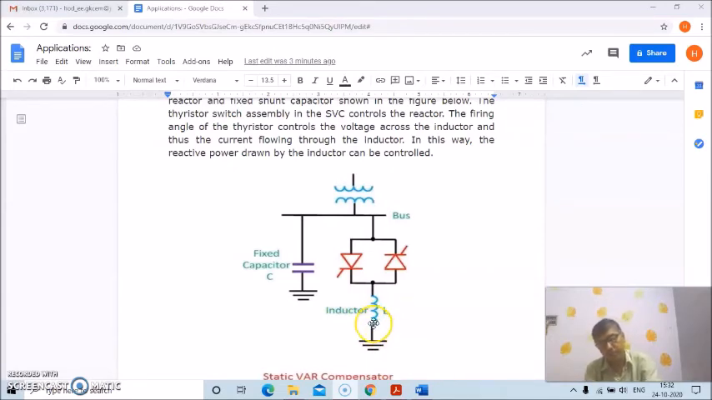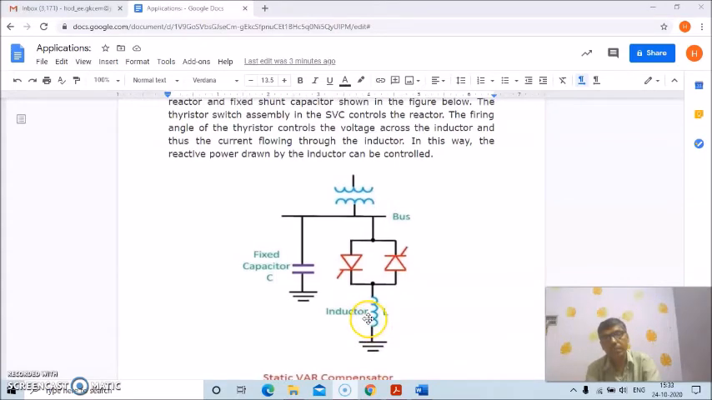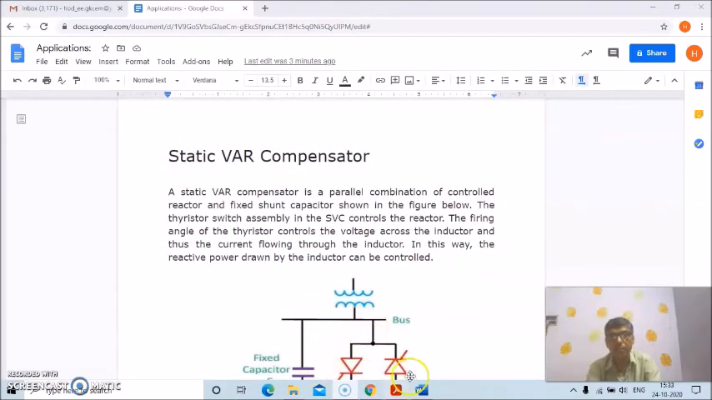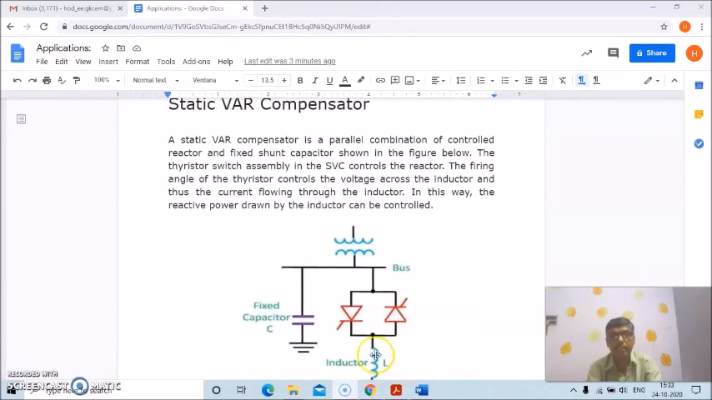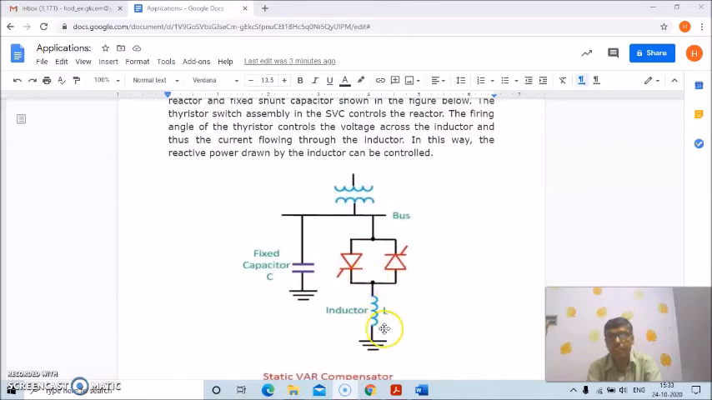Once again, SVC is nothing but a parallel combination of a controlled reactor and a fixed shunt capacitor. Why is it a controlled reactor? Because the current through this inductor is controlled by this unit. This is the thyristor. By controlling the firing angle of the thyristor, the voltage across the inductor is controlled, and the current flowing through the inductor is controlled. In this way, the reactive power drawn by the inductor can be controlled.